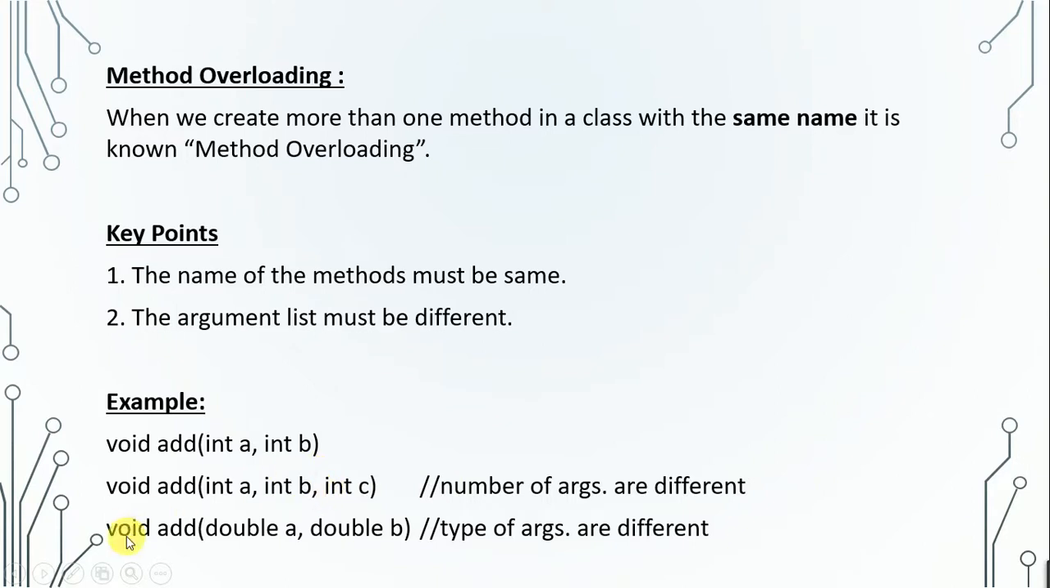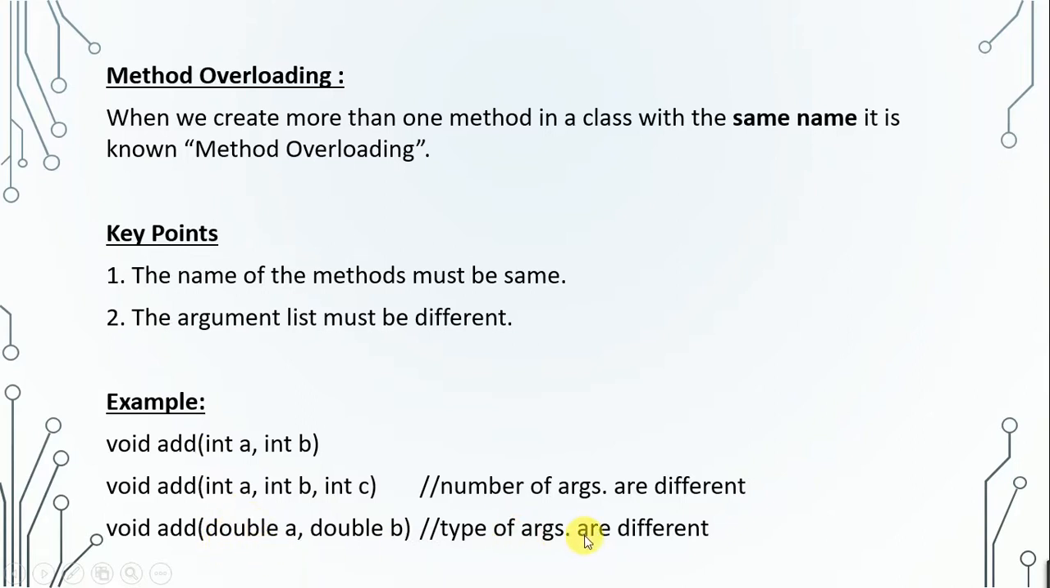And in the third method, as you can see, the name is the same and it has a different data type in arguments. It has double data type in the argument, and in the above method the data type is integer. So we can say this third method is also a valid method overloading because the type of arguments is different.